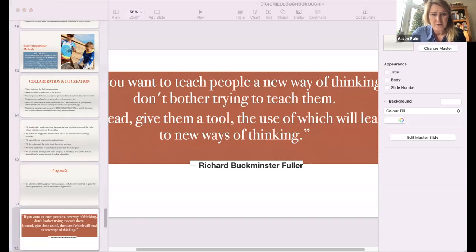So this is called COVID Classroom. I'm going to stop share, and then I'm going to reshare. Are you still with me, everybody? Yes. Okay. So I'm going to just share this screen, and I'm going to show you.